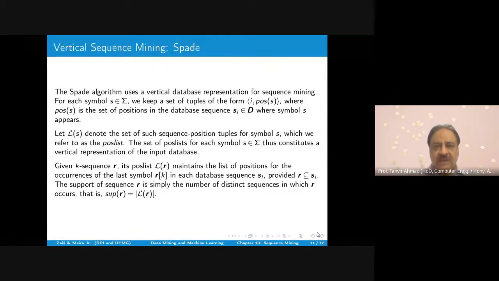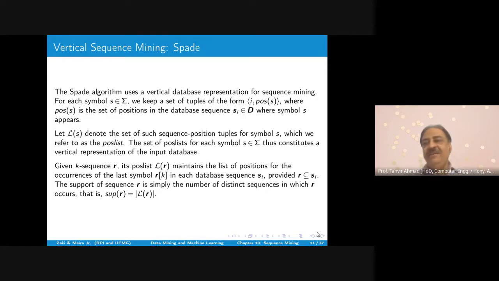But in vertical database mining, we use a database in which we are given the items and the transactions in which they occur. For example, if I take one item I1, it is in transactions T1, T2, T5, T8. This type of database is called a vertical database.